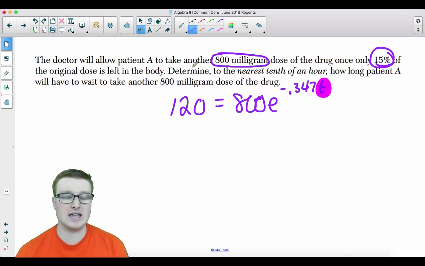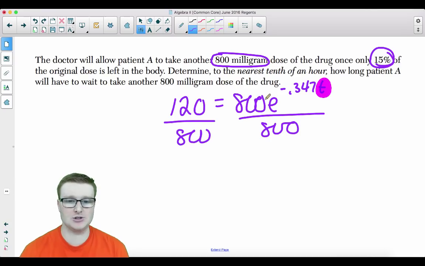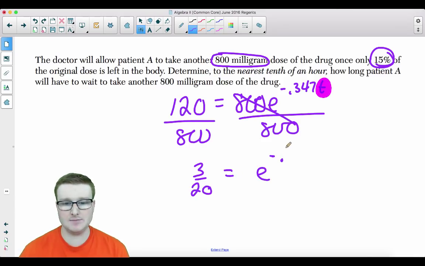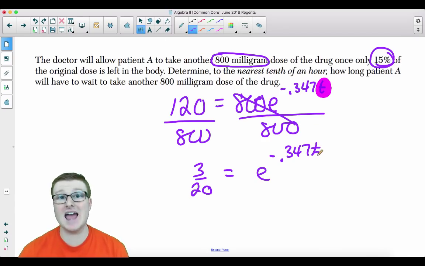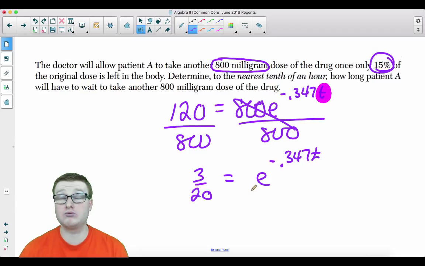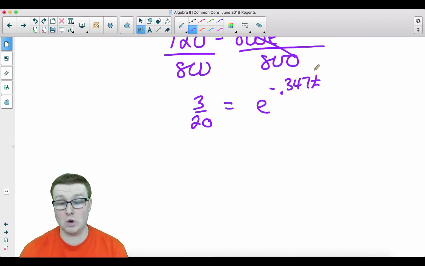Now, if you're thinking in your head, yo, Trevor, I got to use logarithms, right? Yeah, you do. Here we go. Use logarithms. We're going to divide by 800. Divide by 800. 120 divided by 800 is 3/20. Is equal to e to the negative 0.347t. Now, it's up to you. You could either write log or you could write ln. I would rather write ln because you're dealing with natural log of e, which is just 1.